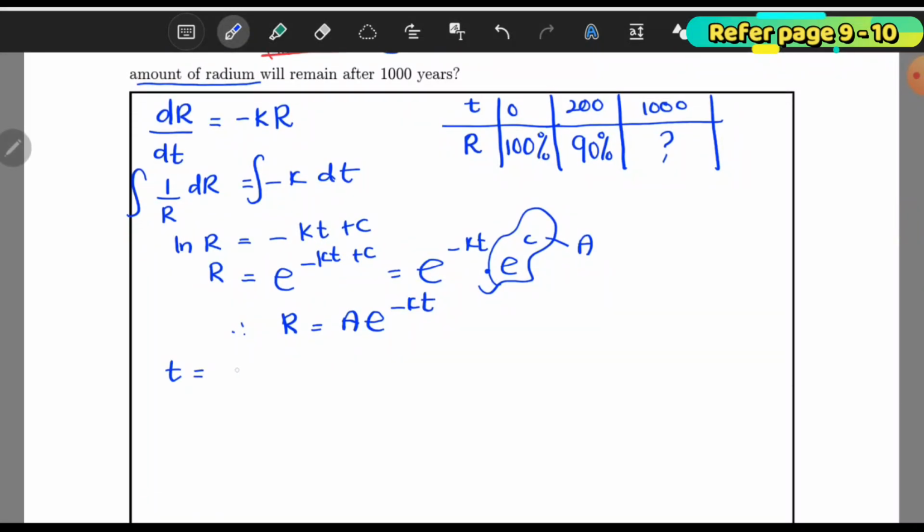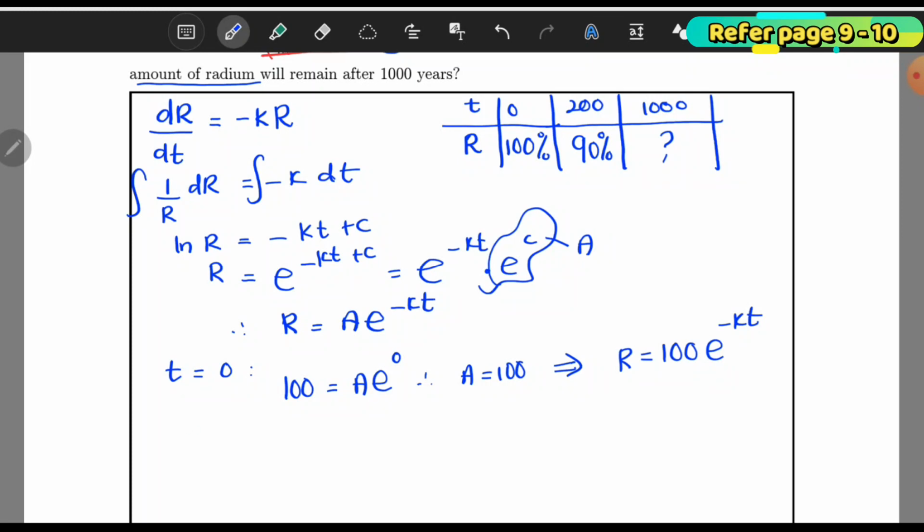For the case when t equals 0, or for the initial amount, we substitute 100 equal to A exponent 0, that is t times negative k. When t is 0, everything becomes 0. Therefore, we will get A equal to 100. And then we can write R equal to 100 exponent negative kt.